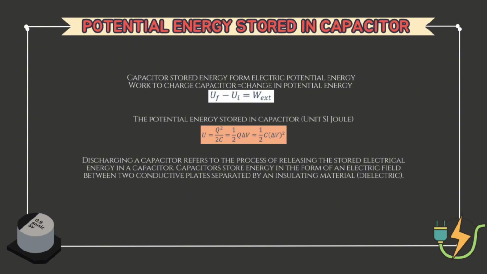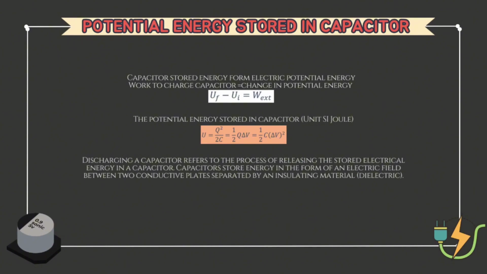The formula is U equals Q squared divided by 2C, which equals 1 over 2 QV. Potential difference equals 1 over 2 times C times potential difference squared. Discharging a capacitor refers to the process of releasing the stored electrical energy in a capacitor.